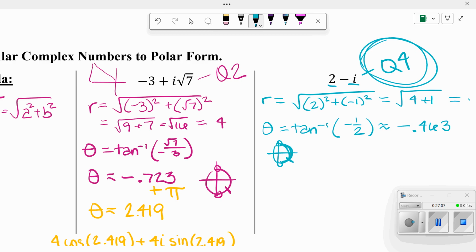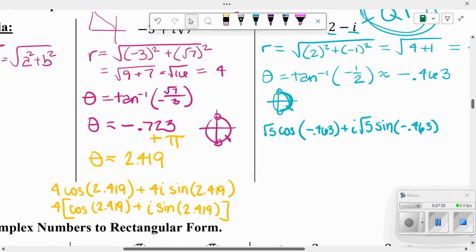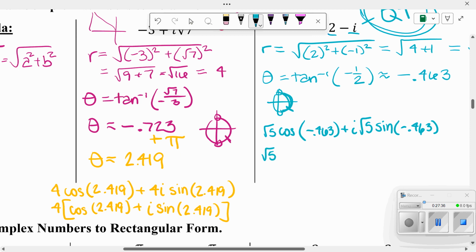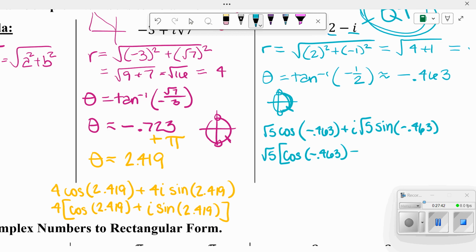Okay, so here we go. We're going to write it out. r cosine theta plus i r sine theta. So we've got the square root of 5 cosine of a -0.463 plus i square root of 5 sine of a -0.463. And again, you might see that one where the square root of 5 is factored out. Either answer is completely acceptable.